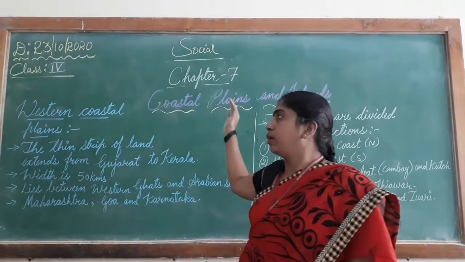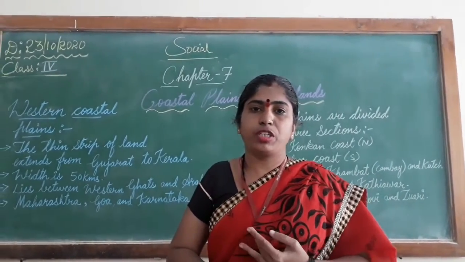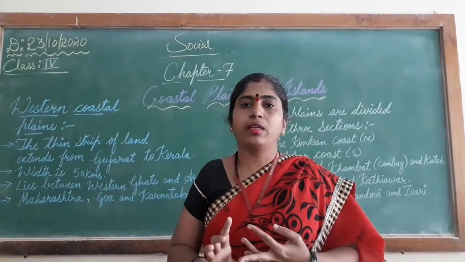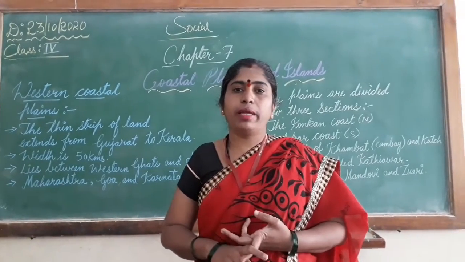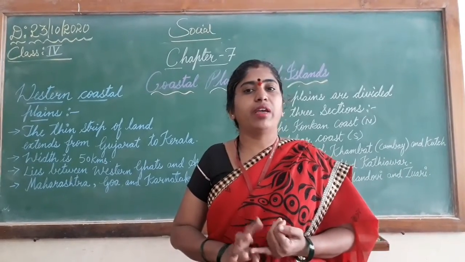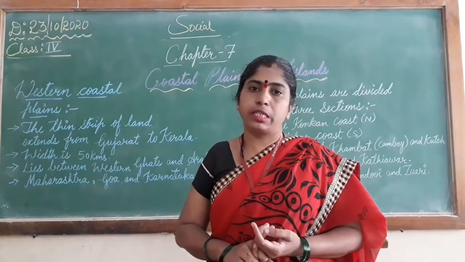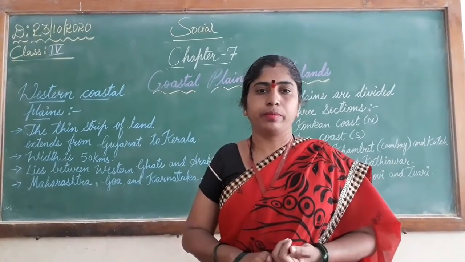And in the earlier class, you have learned about the definition of coastal plains and the eastern coastal plains, which are divided into 3 sections: Utkal plains, Tamil Nadu plains and Andhra plains. And I have explained in detail about Odisha and Puducherry states. Now let's recap with the map.